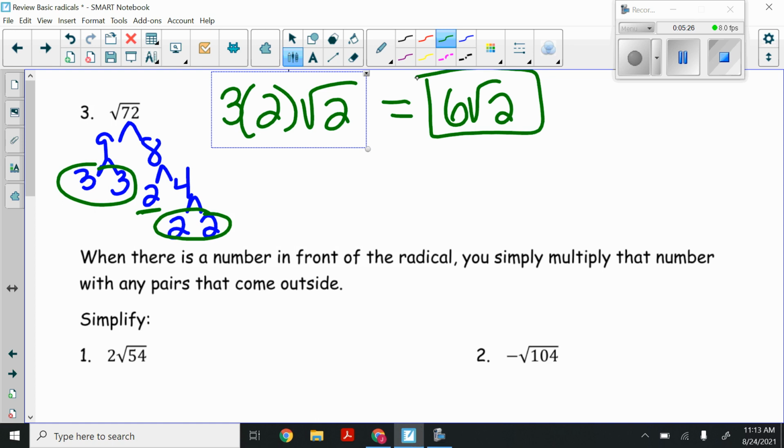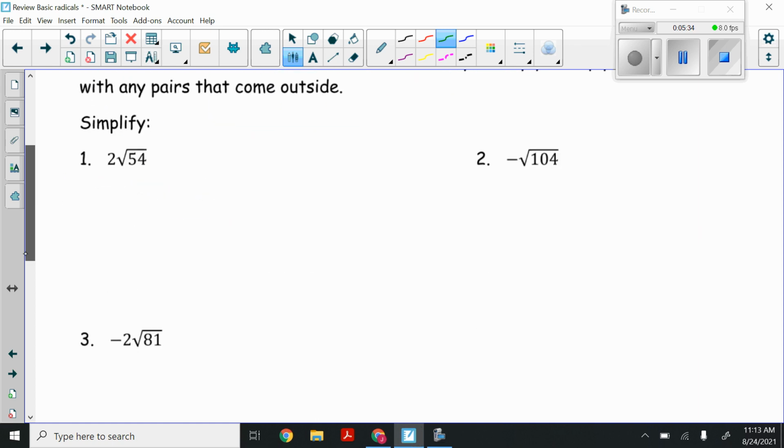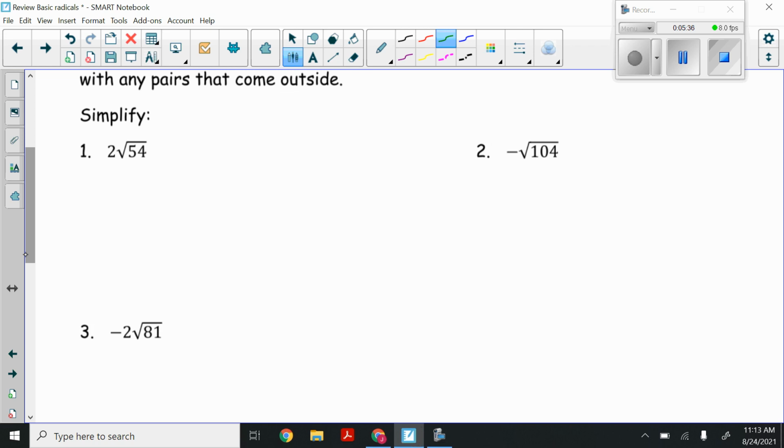Then it just reminds us that when there's a number that's in front of the radical to begin with, you will simply multiply that number with any pairs that come outside. So we're going to look at number 1, 2 times the square root of 54. So we're just going to do a factor tree on the 54. I know that came from 9 and 6.